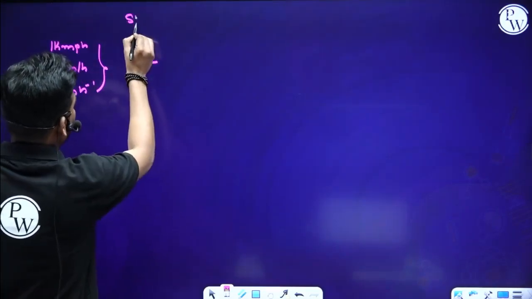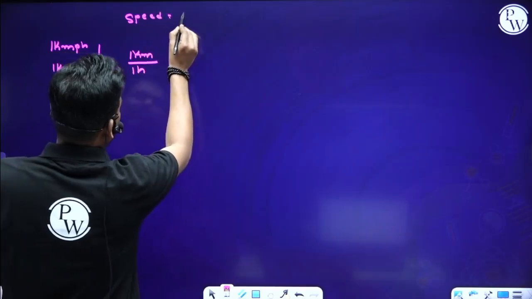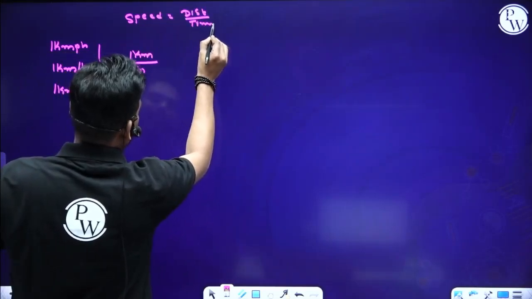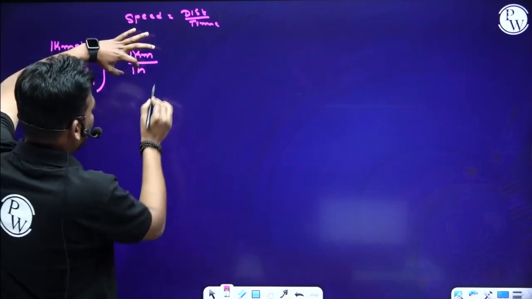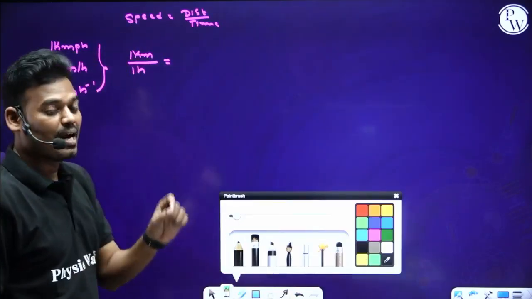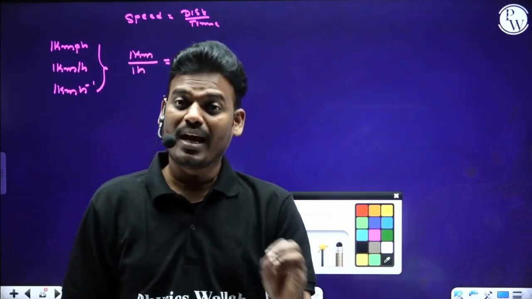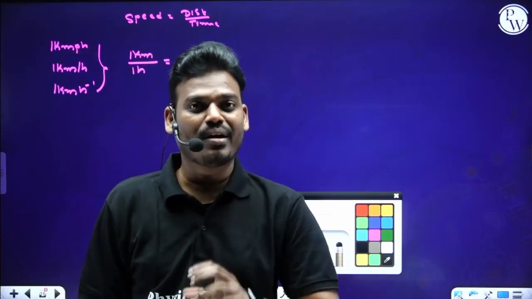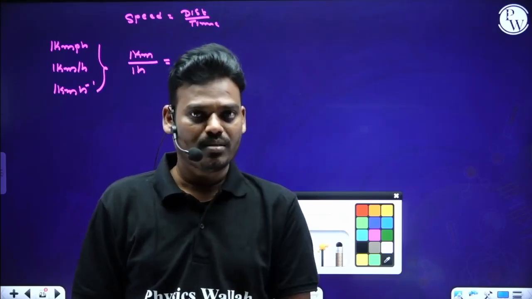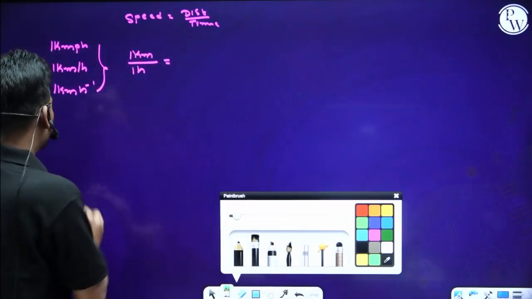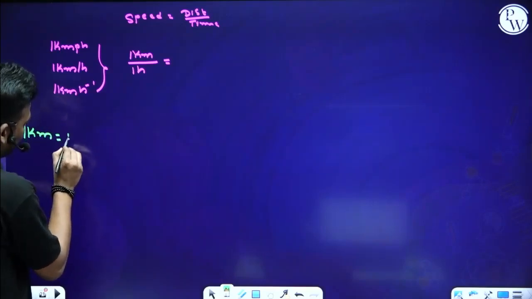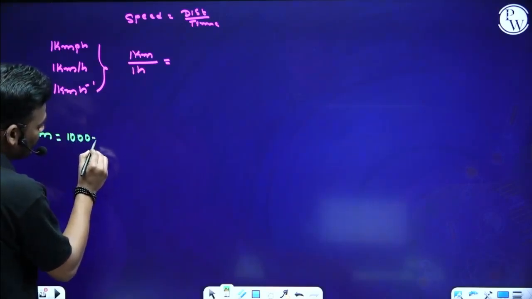As we know, speed is given by distance divided by time, right? Distance in kilometer and the time in hours. So we need to express this kilometer per hour in terms of meter per second, where meter per second is the SI unit of speed or velocity. So we need to convert it. 1 kilometer means how many meters? 1 kilo means 1000 meters.